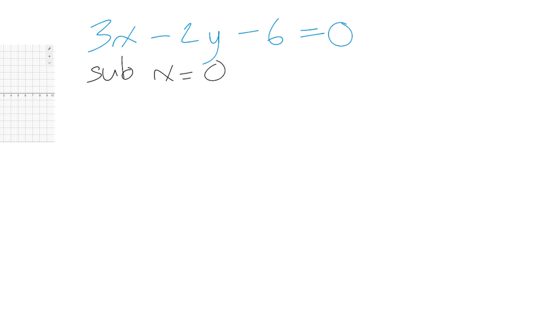We're going to do the exact same steps to figure out the y-intercept of this line, and I'm going to do that over here on the side. First thing you want to do is write down the equation of the line. So we have 3x minus 2y minus 6 is equal to 0. Using the information from the previous slide, we can say this. Sub x equals 0 to find the y-intercept.